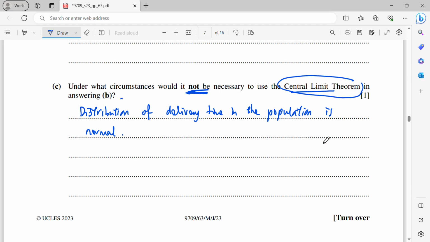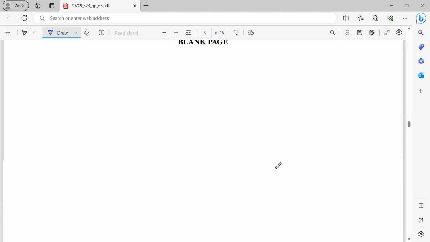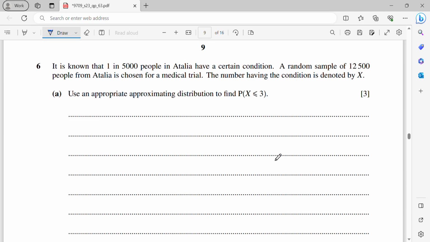Okay, so that's the solution for C. Now number 6. It is known that 1 in 5,000 people in Atalia have a certain condition. A random sample of 12,500 people from Atalia is chosen for a medical trial. The number having the condition is denoted by X. Now, A, find an appropriate approximating distribution to calculate this probability.